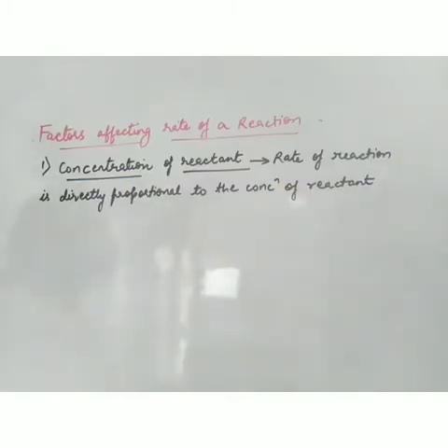Now let's move on to the next topic in this chapter, that is factors affecting the rate of a reaction. Till now we have learnt the meaning of rate of a reaction, what is average rate, what is instantaneous rate, and experimentally how you can calculate average or instantaneous rate. Now we'll discuss the factors which affect the rate of a reaction.